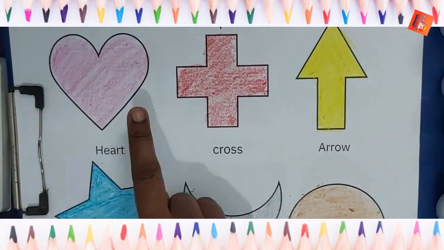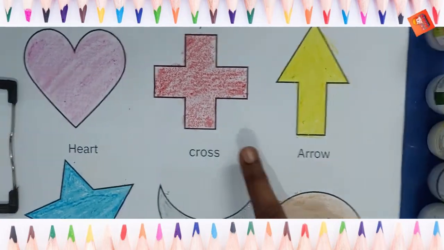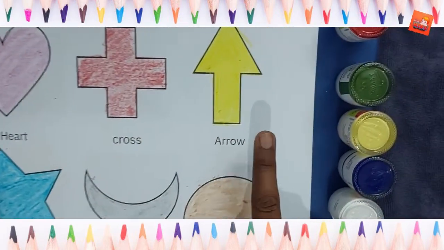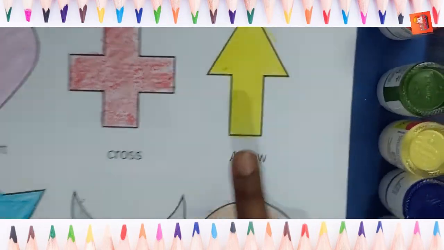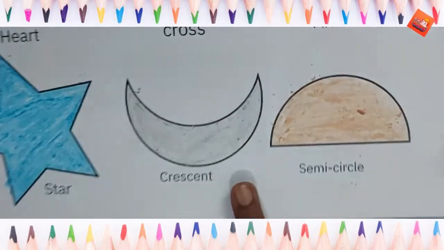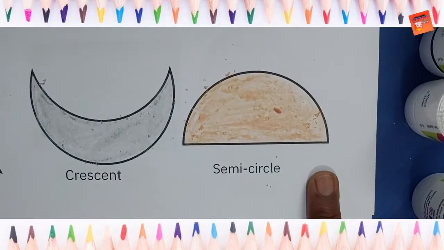So we are going to see one by one again. Pink color heart, red color cross, yellow color arrow, blue color star, grey color crescent, peach color semicircle.